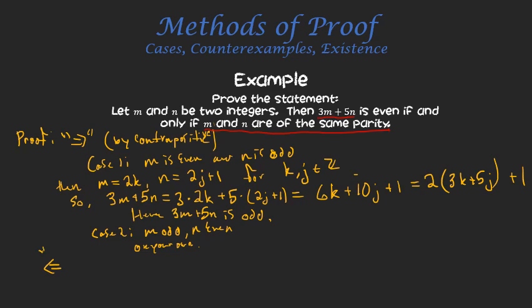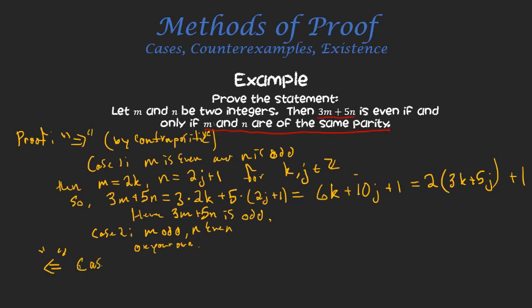For the backwards direction, we would be assuming m and n are of the same parity, and we want to show 3m plus 5n is even. Notice in this case we do have some leverage, right? m and n being of the same parity. We can break that into the two cases. m and n are both even, where we'll have leverage, or m and n are both odd, where again we'll have leverage. So I'll just do one of these again.